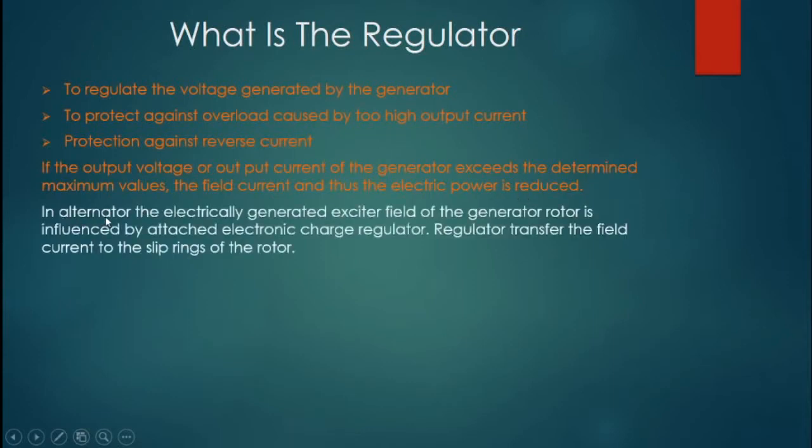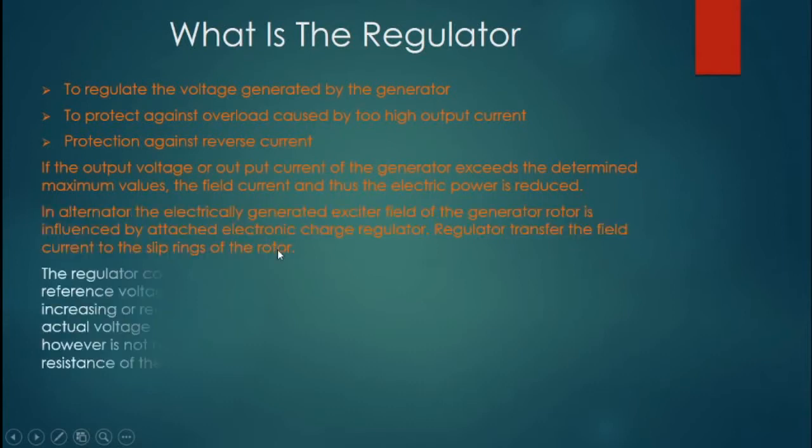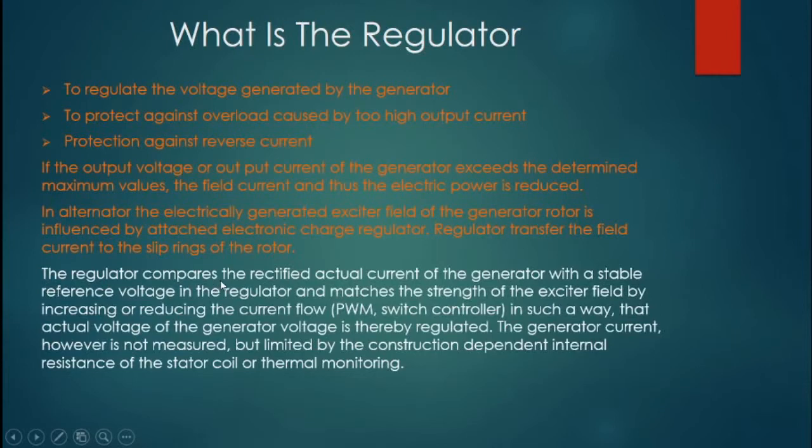Second one, the alternator. In the alternator, the electrically arranged exciter field of the generator rotor is influenced by the attached electric charge regulator. A regulator transfers the field current to the slip rings of the rotor. And third one, the regulator compares the rectified actual current of the generator with the stable reference voltage in the regulator and matches the strength of the exciter field by increasing or reducing current flow.